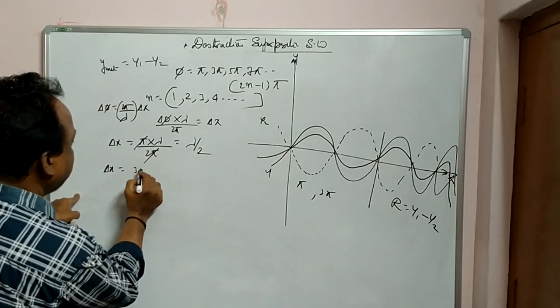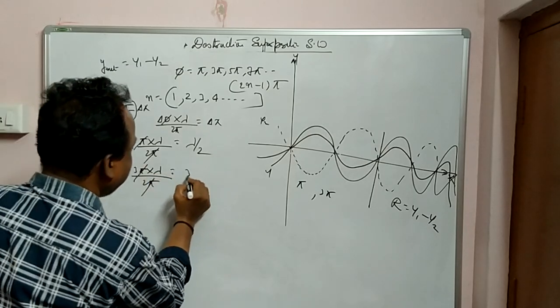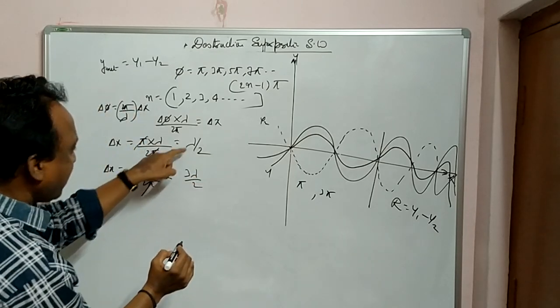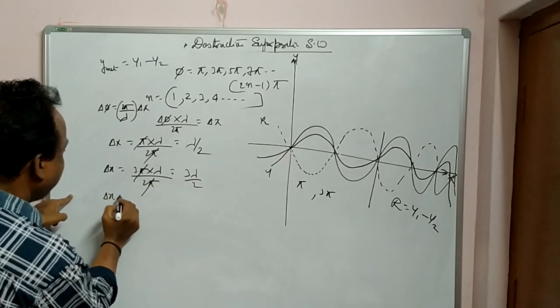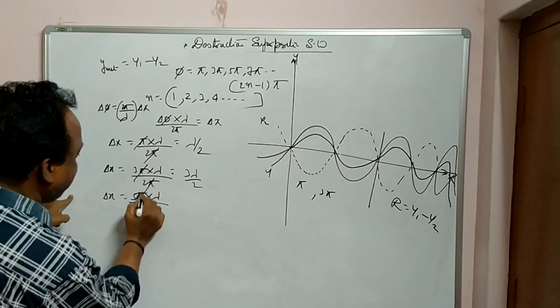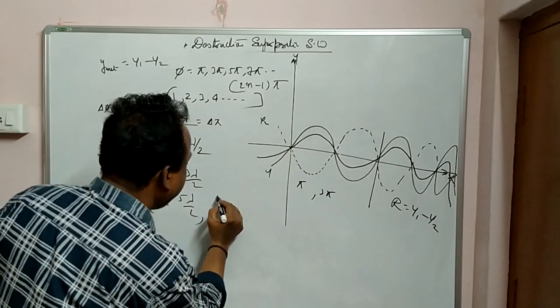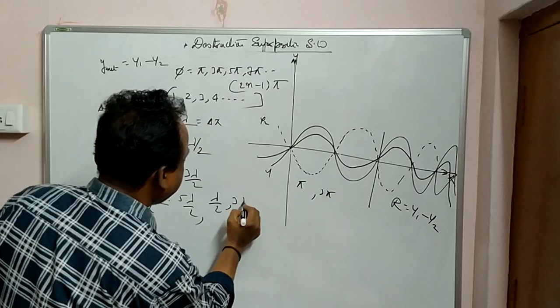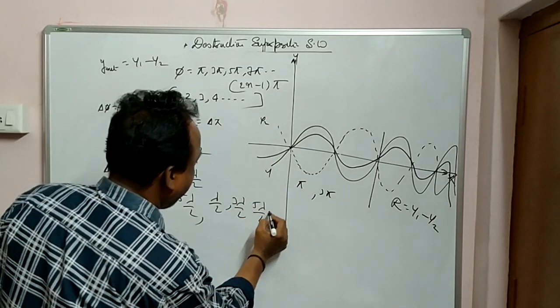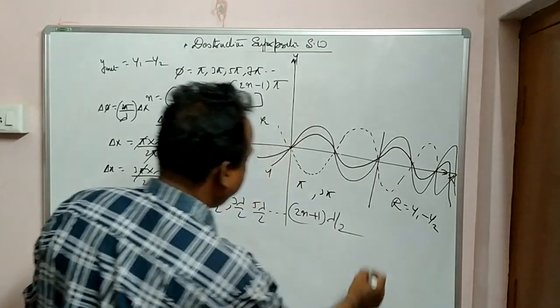is 3 pi. 3 pi into lambda by 2 pi. Pi gets cancelled, 3 lambda by 2. You can observe the series again. Next one is 5 pi into lambda by 2 pi, that is 5 lambda by 2. Observe the series here. You are getting lambda by 2, 3 lambda by 2, 5 lambda by 2, 2n plus 1 into lambda by 2.